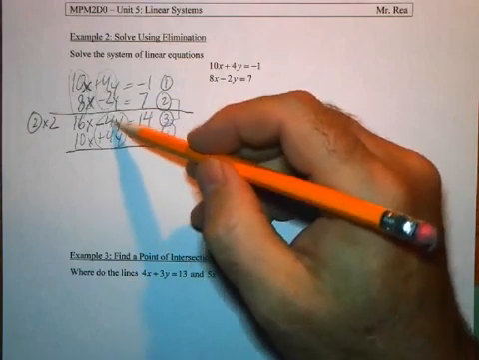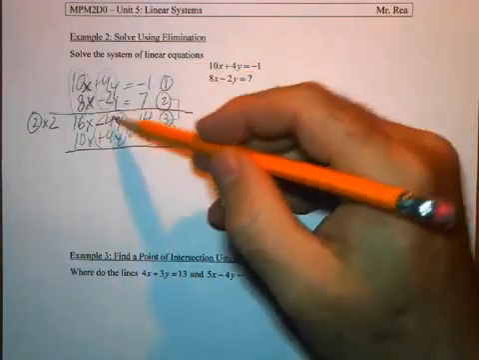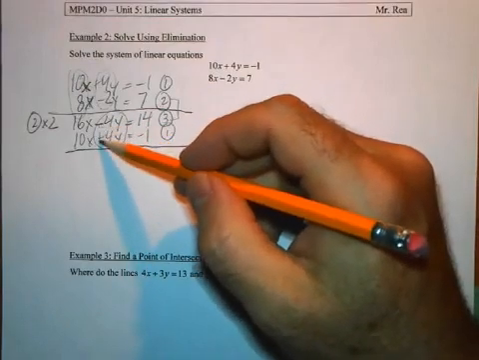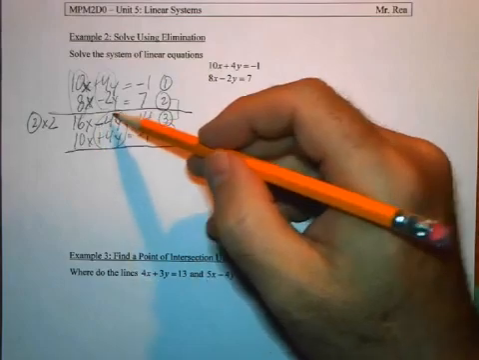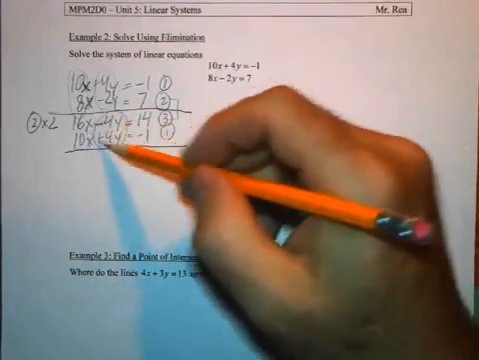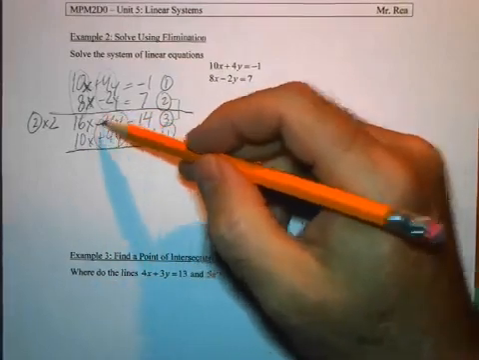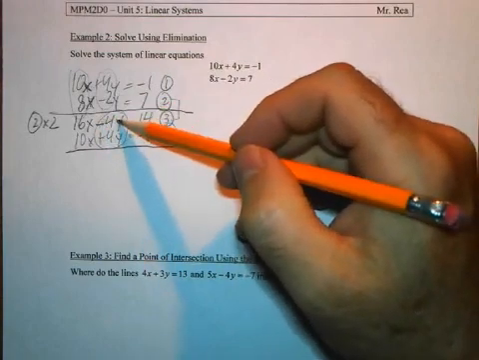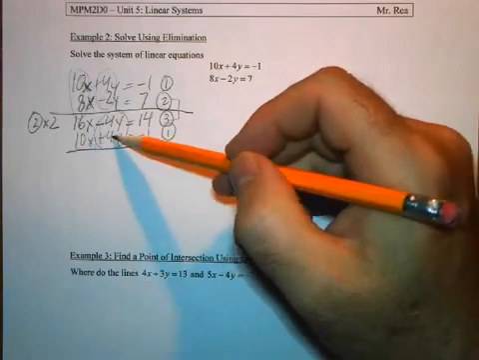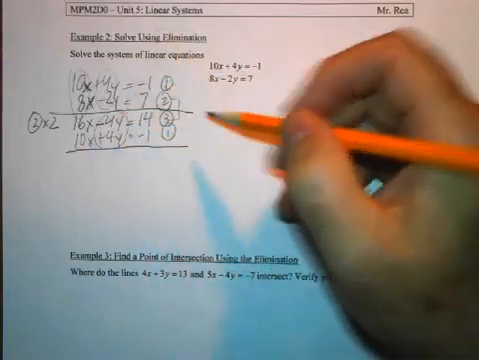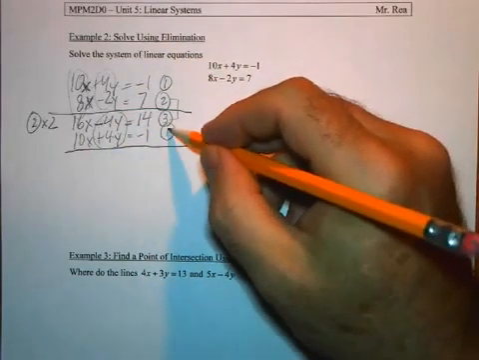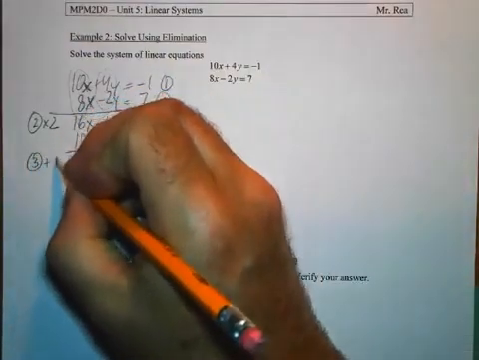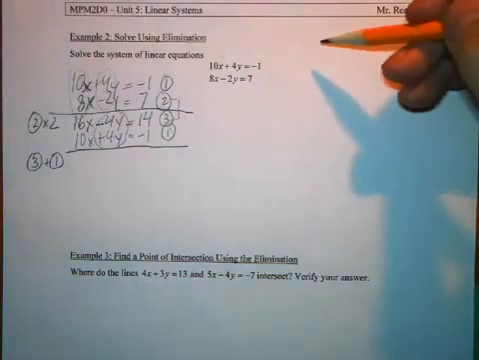So you have to be careful. Some people will say that you have to subtract here. No, if the signs are opposite signs, one positive, one negative, but the same number, you always add them together. If the signs are the same, if this was plus 4y, you'd subtract. If it was -4y, you'd subtract. So in this case, we're gonna add these two equations together. So I'm going to state that right here, equation 3 plus equation 1.